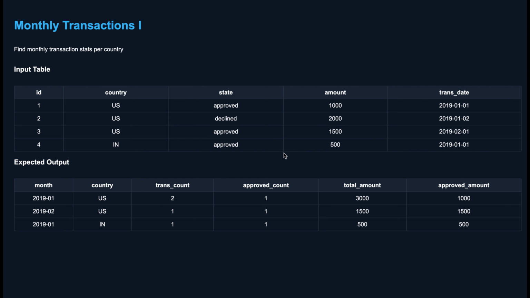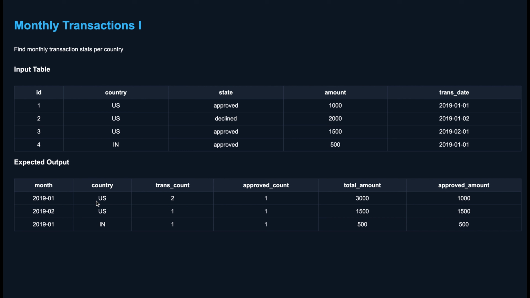So let's understand this SQL interview problem, Monthly Transactions 1. Over here we are given a table called transactions, where each row represents a transaction made in a specific country on a given date. For every transaction, we have the country, the transaction state, which is whether it's approved or declined, the amount, and the transaction date. Now the goal is to compute monthly metrics per country, right?